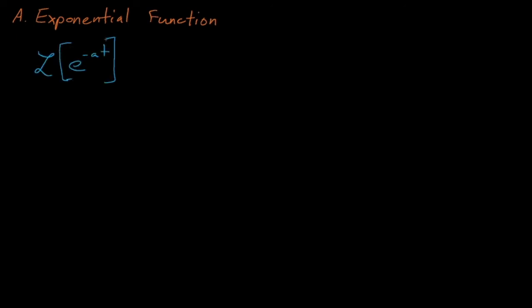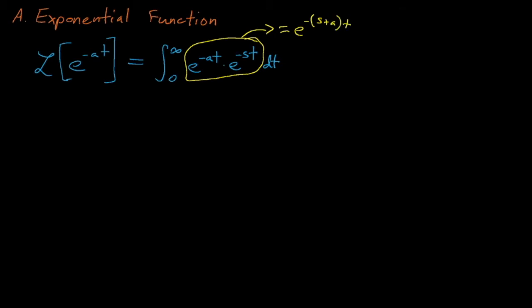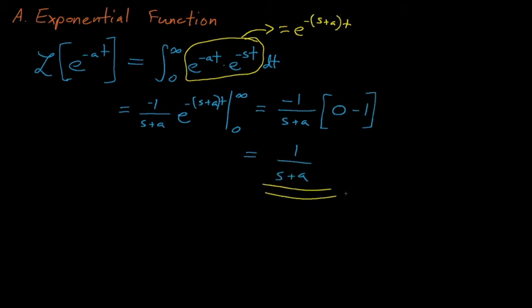First, we'll derive the Laplace transform for when f of t is equal to e to the negative at, where a is some constant. To take the Laplace transform of this function, we multiply it by e to the negative st, combine the exponential terms, perform the integration, and evaluate our integral at time equals 0 and time equals infinity. After doing this, we see that the Laplace transform of e to the negative at is equal to 1 over s plus a.